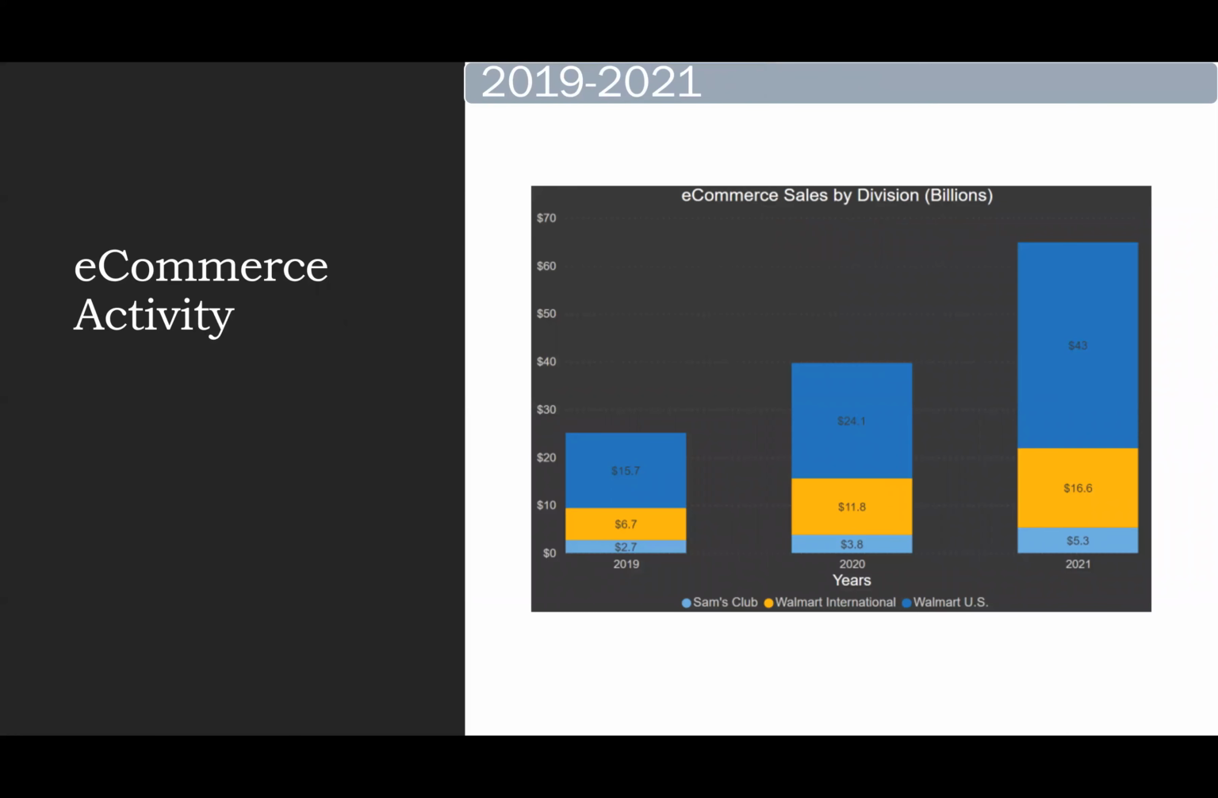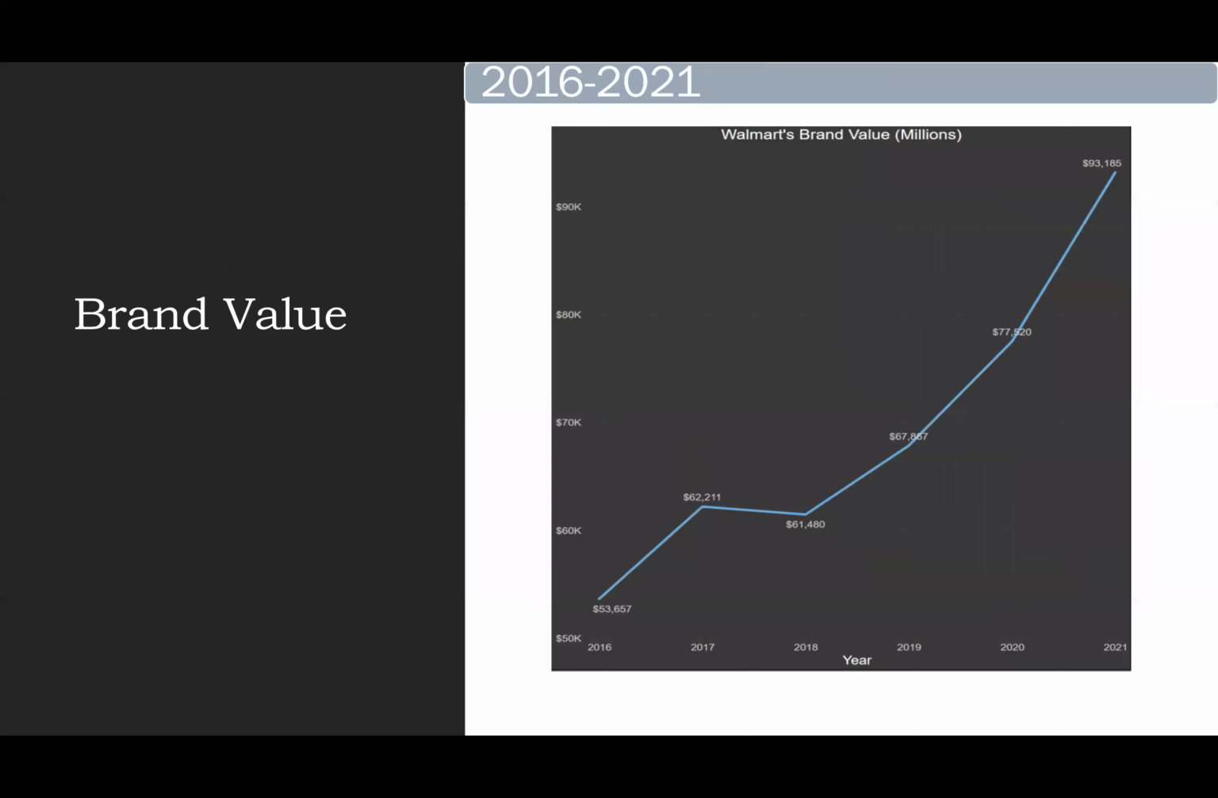The e-commerce activity has increased, particularly from 2020 to 2021, where we can see a more exponential growth, especially in Walmart US, while in Sam's Club and Walmart International, it has remained in steady growth, just like the net profit.